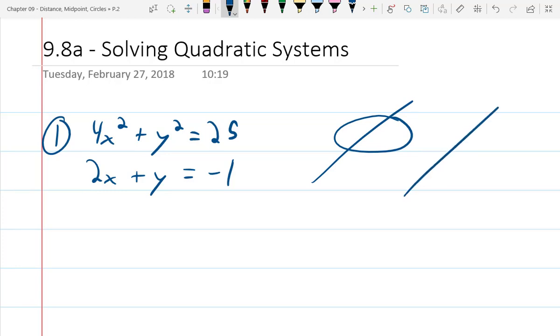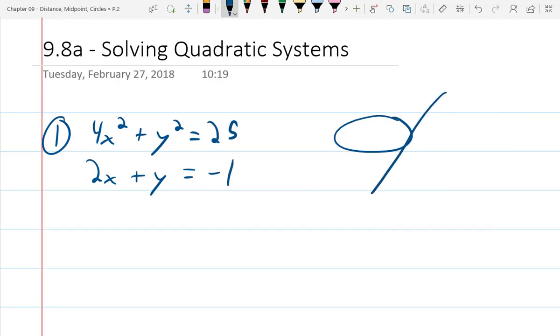There could also be none. Or there could also be one. Are those the only possibilities? Yes. Probably not going to get three intersections. So let's start with the hypothesis that there are two. And I know that there are at most two, and there are at least zero. Remember, at least means greater than or equal to, and at most means less than or equal to.